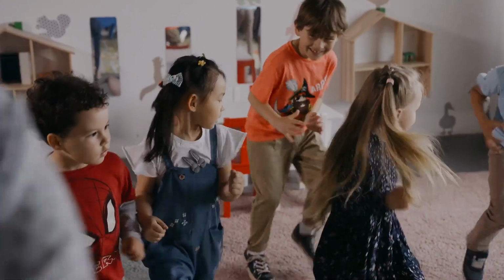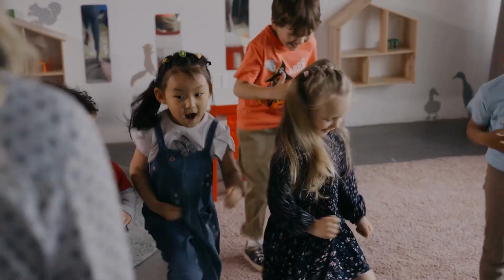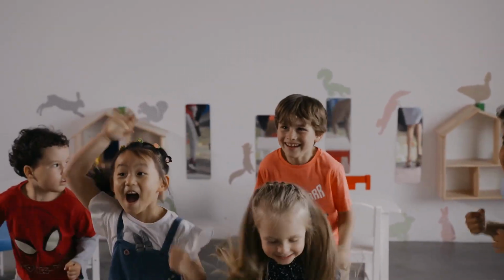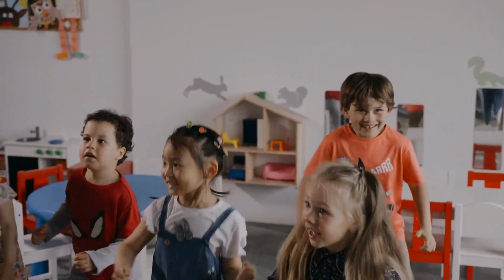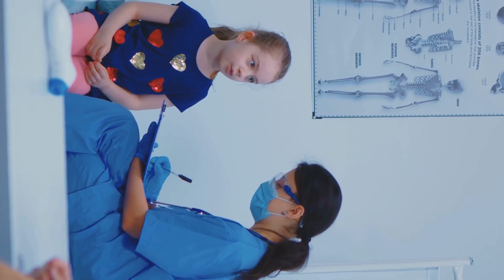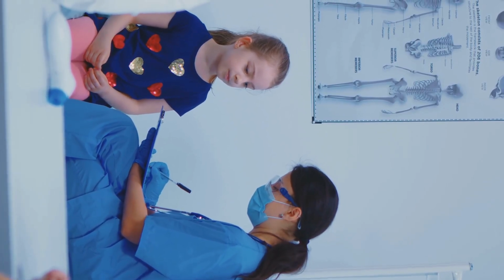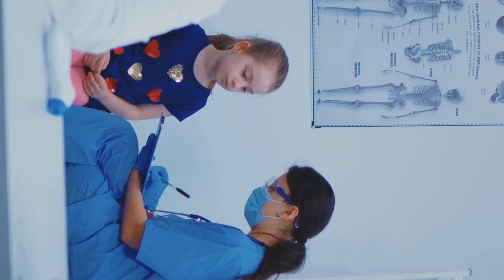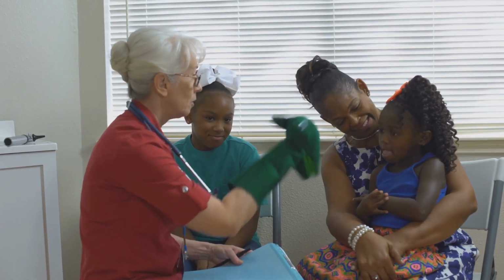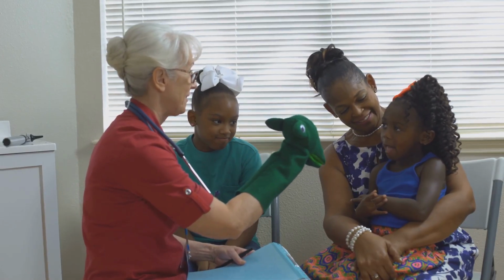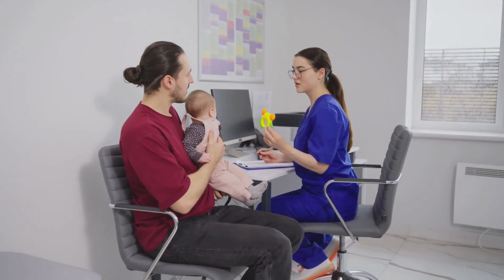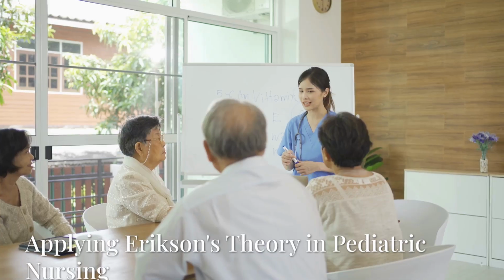As children progress through each stage, they face new challenges related to autonomy, initiative, industry, and identity. In pediatric nursing, understanding these stages is essential because it allows us to tailor our care to meet the specific developmental needs of each child. We can provide age-appropriate support, encourage healthy emotional development, and identify potential areas where a child might be struggling.